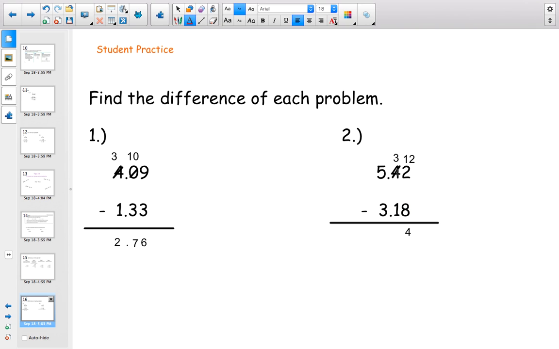And we go to our tenths place. We have 3 minus 1, which equals 2. I'm going to bring down my decimal point so I don't forget about it later. Again, just directly under the other 2 decimal points. And then I go to my ones place. 5 minus 3 is 2.